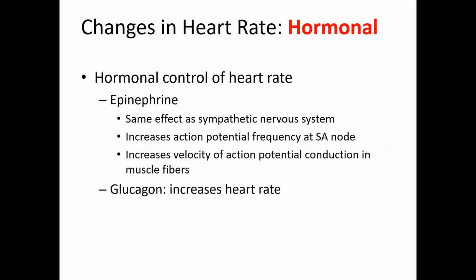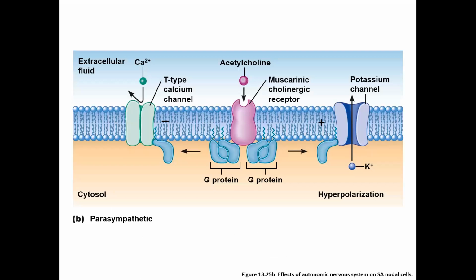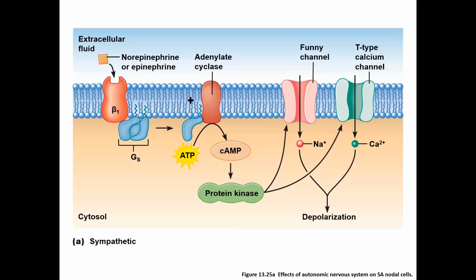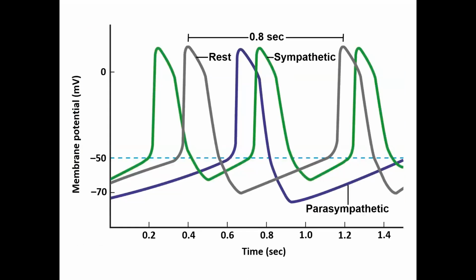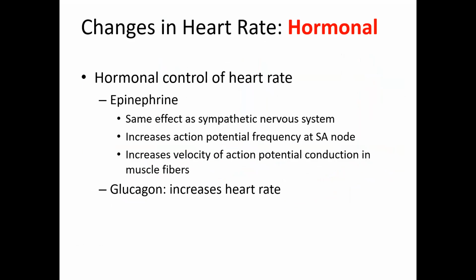There are 2 hormones that we know have an effect on heart rate. One is epinephrine, and epinephrine is going to behave just like norepinephrine binding here to this beta-1 receptor. The only difference is this epinephrine is circulating in the blood as a hormone, and we know that the source of this epinephrine is going to be the adrenal medulla chromaffin cell. So it's going to have the same effect as a sympathetic nervous system postganglionic neuron. It's going to increase the action potential firing rate. It's going to increase the velocity of action potential conduction in the muscle fiber as well. It's just going to make it easier to spontaneously depolarize those cells and then increase the heart rate that way.